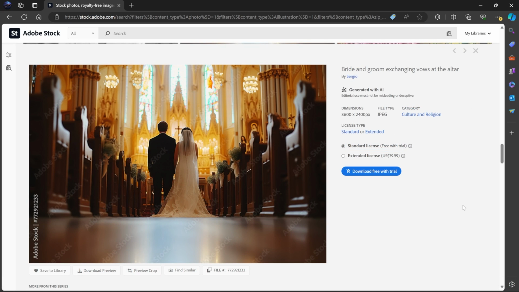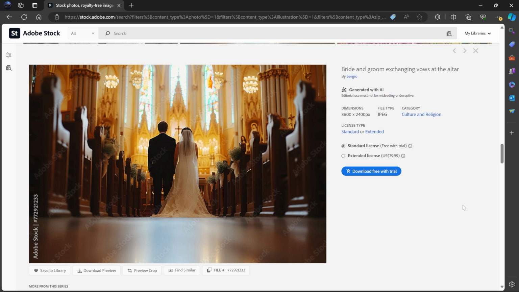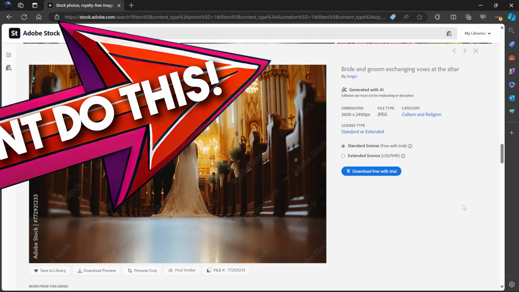Here we have bride and groom exchanging vows at the altar. Good descriptive words, but I would say incomplete. This is a wedding, a marriage, church, ceremony. Those are four obvious words right there that really belong in the title, so make sure you're not leaving out the obvious. Don't do this.